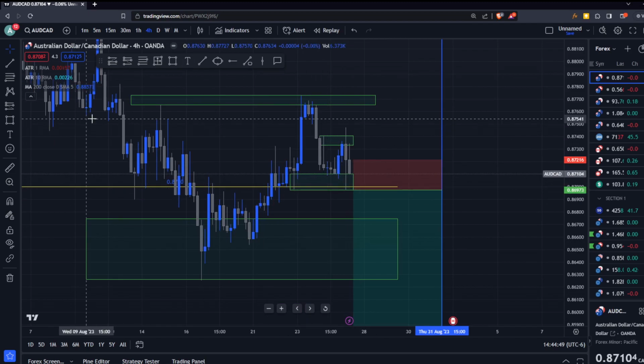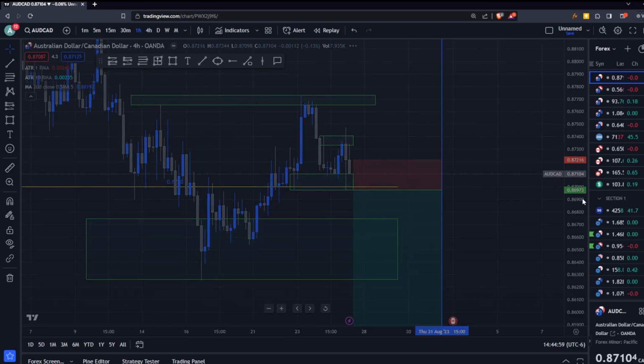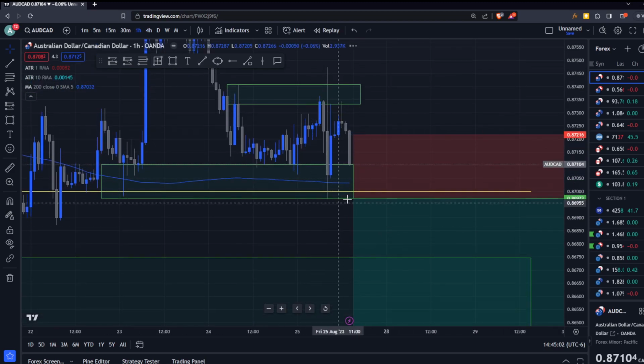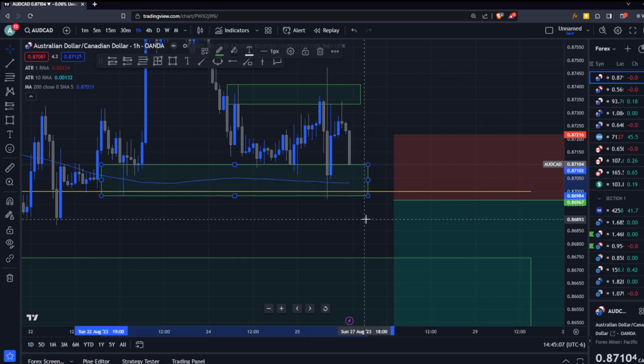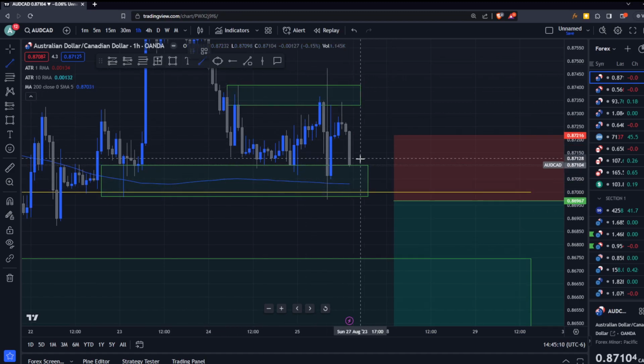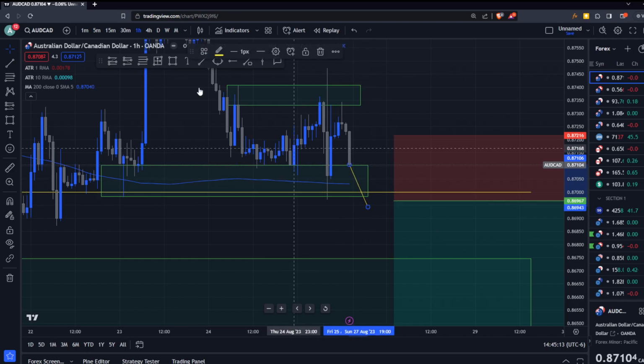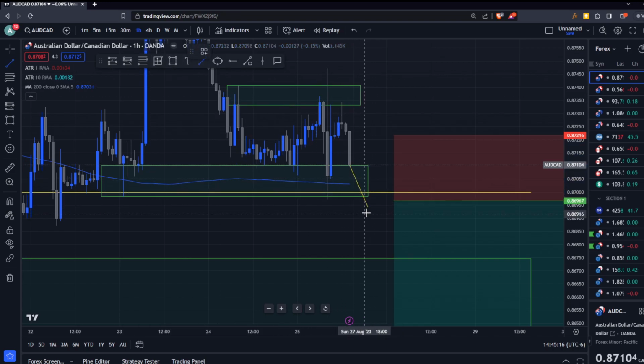So we're looking for Aussie CAD to break this little area right below 0.87, and then we're looking for a small retest once that happens. As it's happening, I'm going to drop it down to the lower time frames. We'll just move this out of the way for now. So here's our zone. We're going to wait for it to break, retest it, and then place our entry. Let it come back up, retest this zone a little bit.